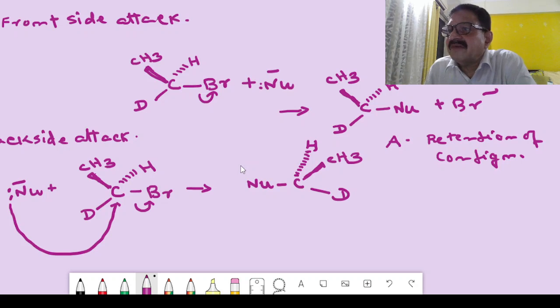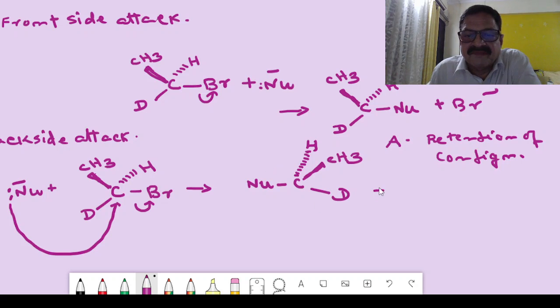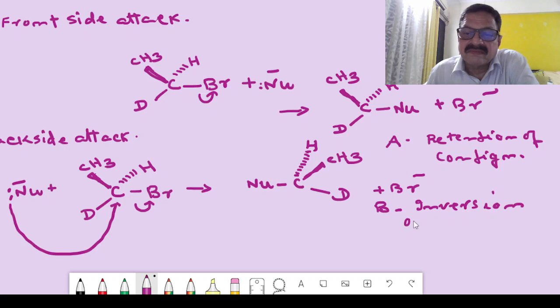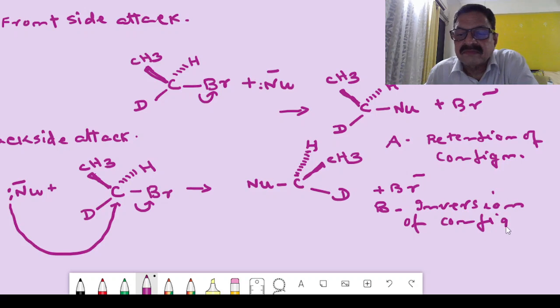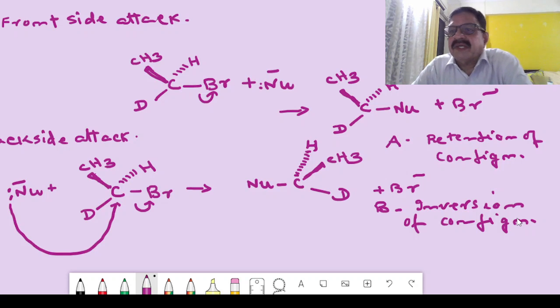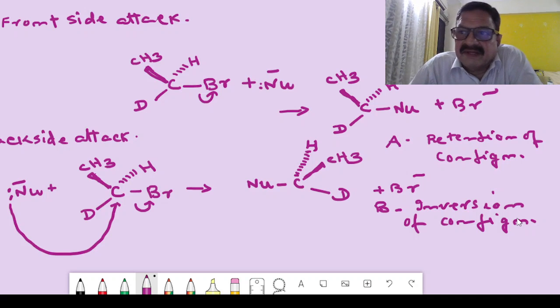So the configuration is getting inverted. Br minus here. This is configuration B. There is inversion of configuration. Okay, so the leaving group is on the right side here, and the nucleophile is attacking from the left side here.